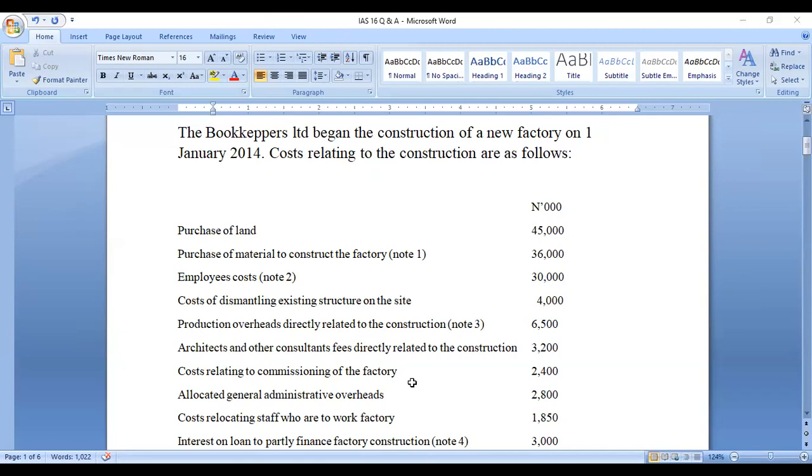Because this figure for purchase of land is actually the amount of money paid to buy land. So it's the purchase of land, and it's 45 million. Okay.